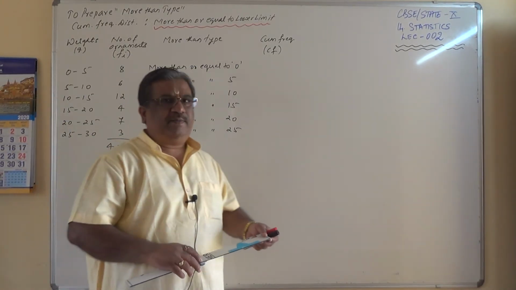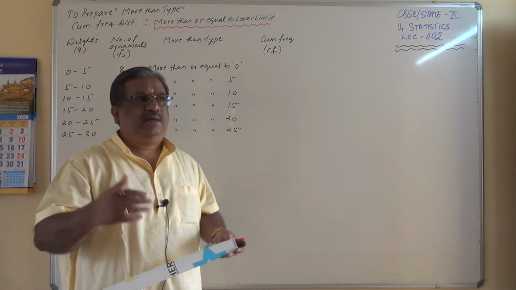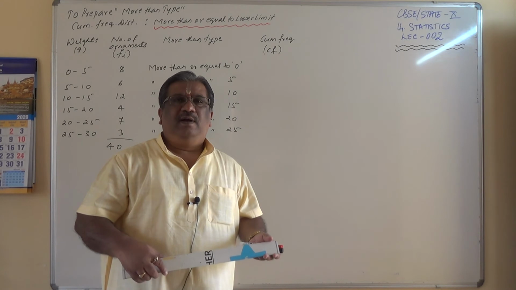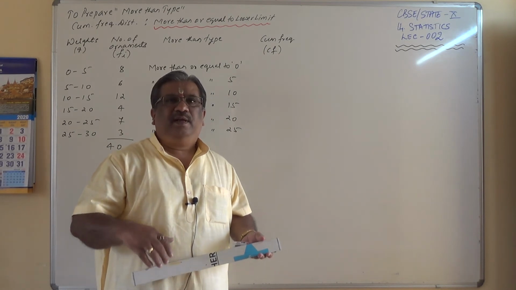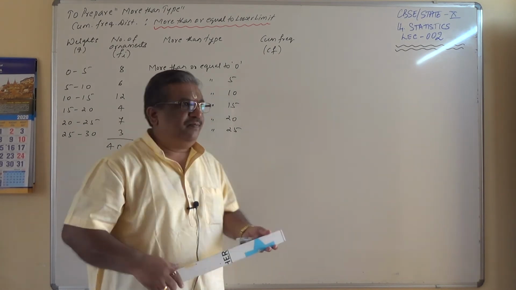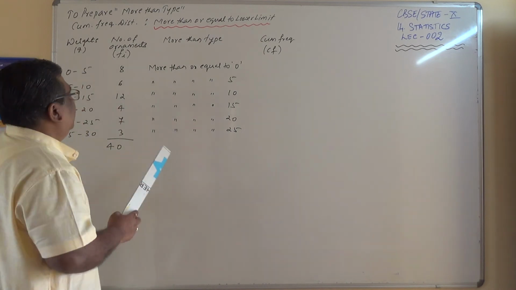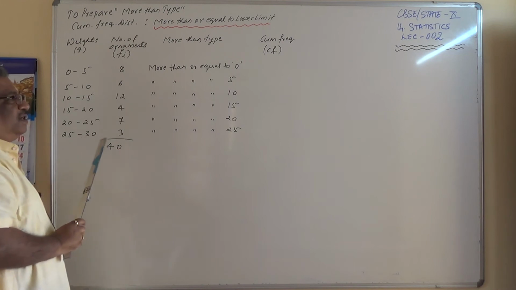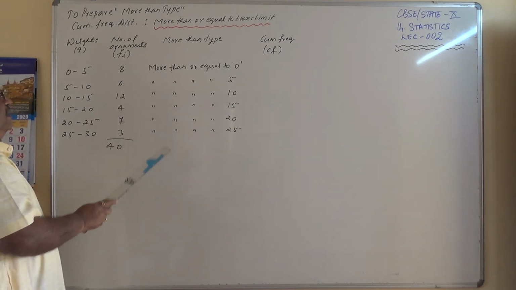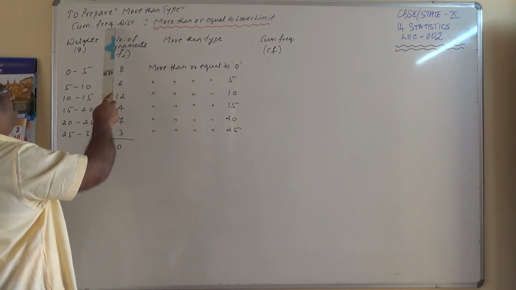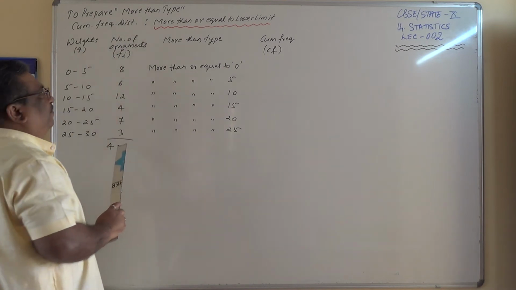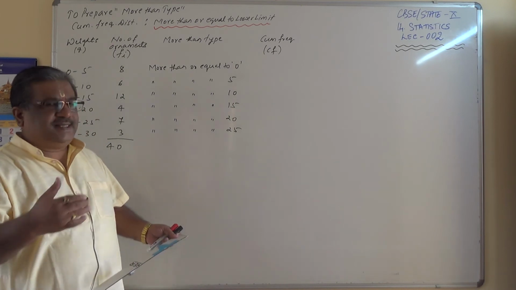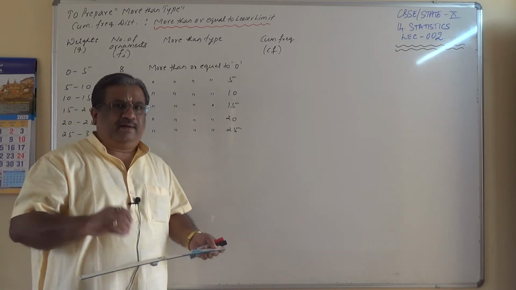I hope the first type you have understood, that is, how to prepare the less than cumulative frequency distribution table and how to find the median if that kind of table is given to you. One more type is there, called the more than type of cumulative frequency distribution table. First let us understand how to prepare the more than type cumulative frequency distribution table, and next, if you are given a more than type of series, how to find the median.